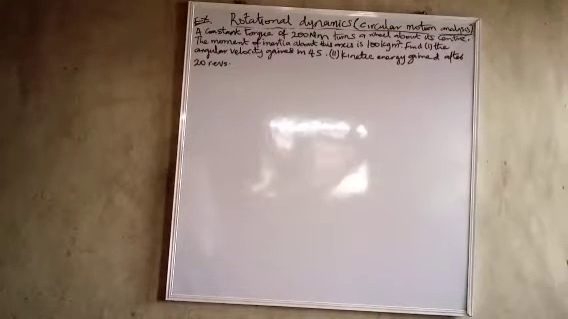A constant torque of 200 Nm turns the wheel about the center. The moment of inertia about this axis is 100 kg/m squared. Find 1. The angular velocity gained in 4 seconds. 2. Kinetic energy gained after 20 revolutions.